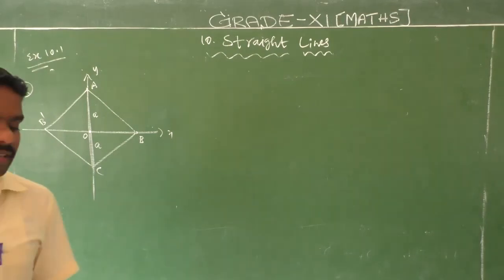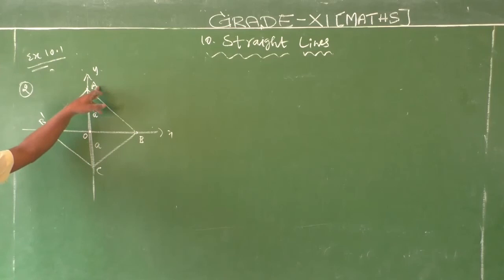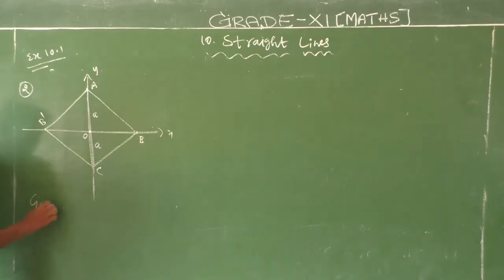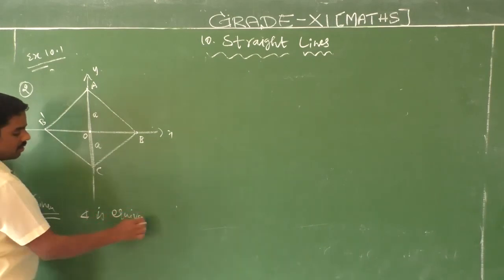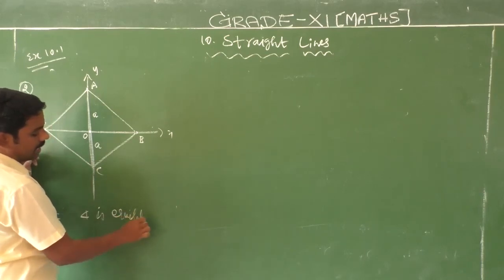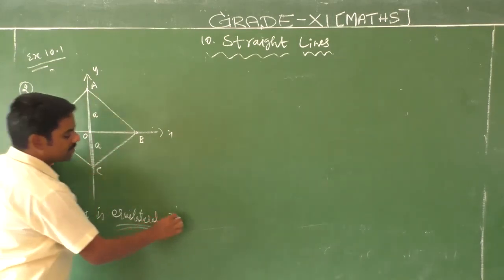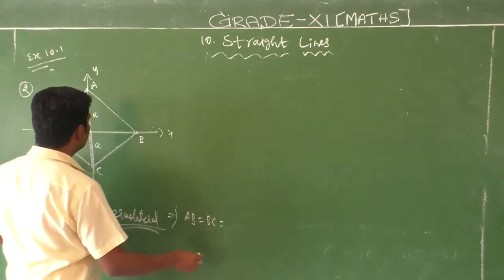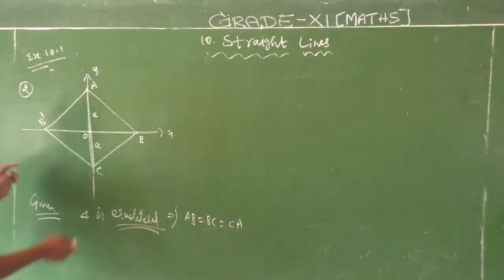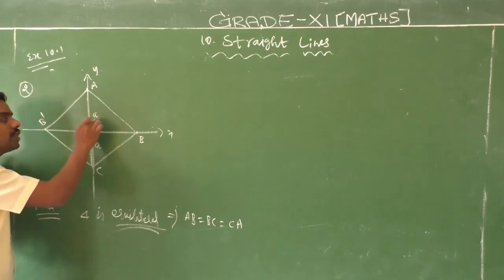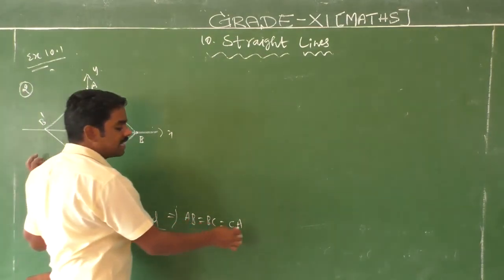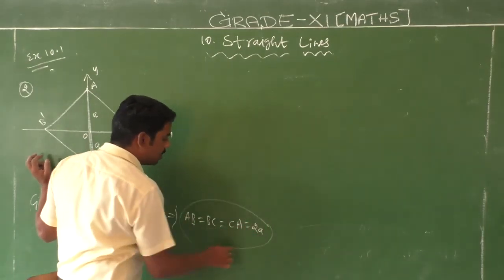Then find the vertices of the triangle, that is of A, B, C or A, B', C. Given that triangle ABC is equilateral, the sides of the triangle are equal, which implies AB equals BC equals CA. The base of the triangle AC is A plus A, 2A. So AB equals BC equals CA equals 2A.